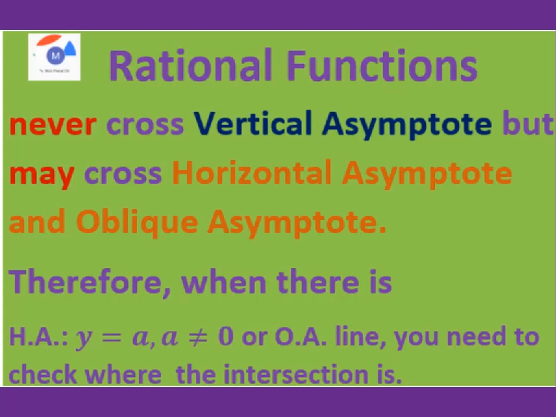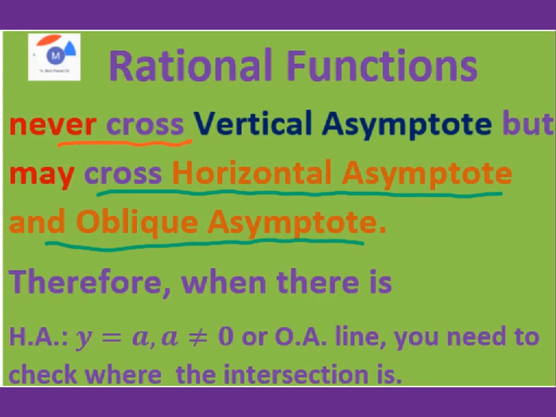When you graph rational functions, remember that rational functions never cross the vertical asymptote line, but may cross the horizontal asymptote line and the oblique asymptote line. Therefore, when there is a horizontal asymptote line, y equals a, a not equal to 0, or an oblique asymptote line, you need to check where the intersection is.